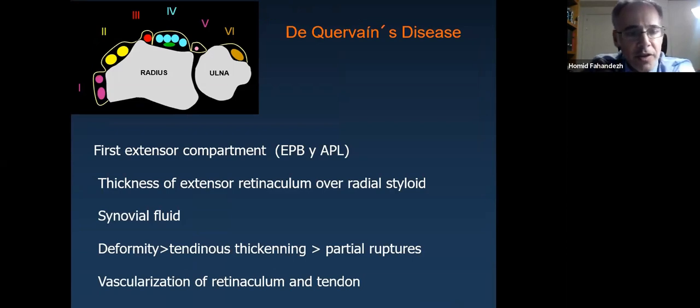Starting in the first extensor compartment, the most frequent disease is De Quervain disease. And how are we going to see this with ultrasound? We are going to see a thickening of the extensor retinaculum over the radial styloid. We can see also synovial fluid around the tendons. And sometimes we can see also vascularization of the retinaculum and the tendon.